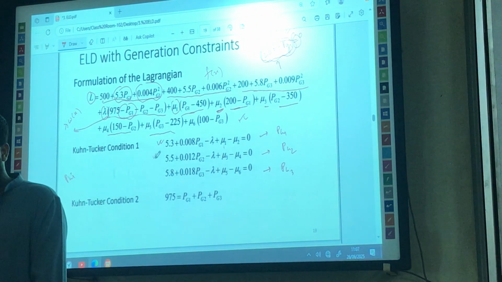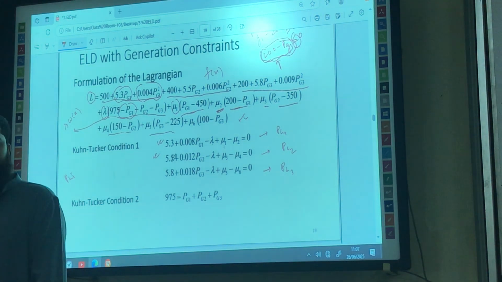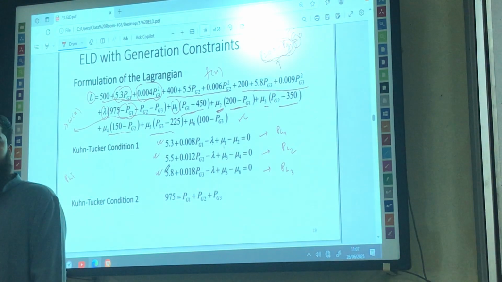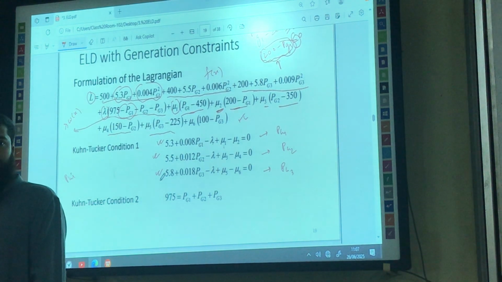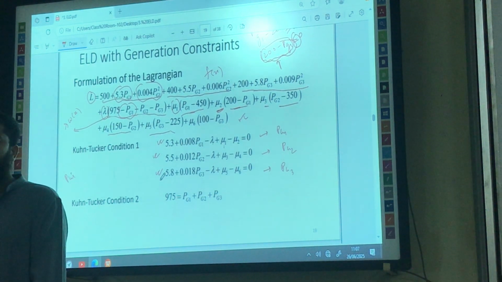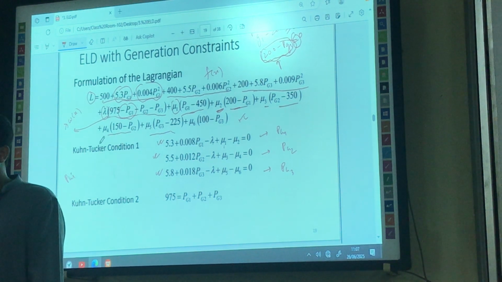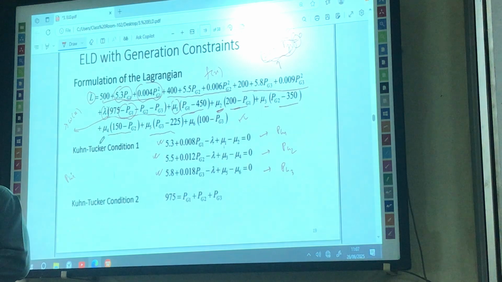Then the second equation, if we do the partial derivative of L with respect to the Pg2, we will get this thing. And this is the third equation. I am not going into details of these equations 2 and 3. You will get this thing. Okay. Any confusion up to now? So we have applied the KKT condition 1. Okay. Then the condition number 2.